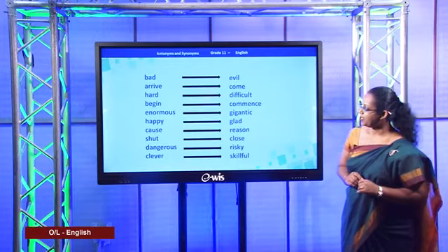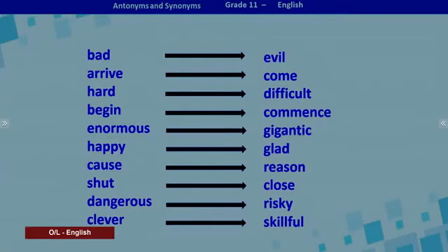Next one, enormous. It means very big. So the similar word is gigantic. Happy. You know what happy is? We smile when we are happy. So the similar word is glad. Happy, glad. Then course. And the synonym is reason.